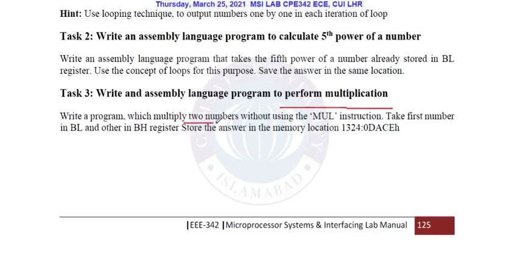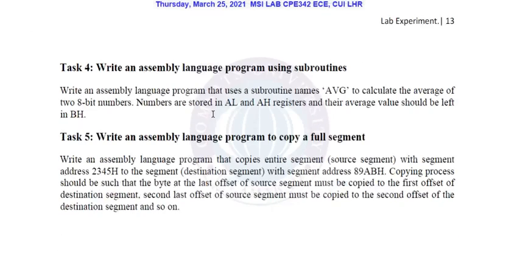Write a program which multiplies two numbers without using the multiplication instruction. Another way of multiplication is, if you want to multiply two numbers without using the multiplication operator, you need to add those numbers. For example, if I want to multiply 6 with 3, I can add 6 three times, so the result will be the same. In that specific task you are again required to use the concepts of loop and conditional jump to fulfill that task.